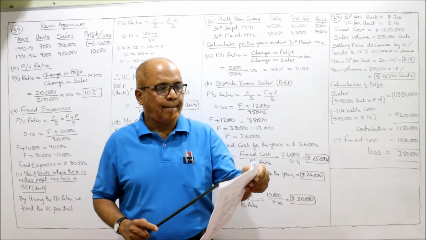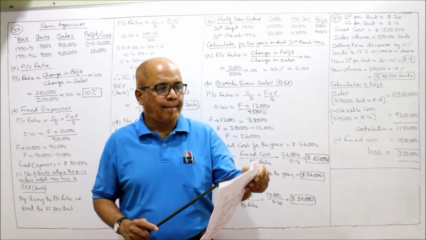See here, half year ended 30th September 1991 is the first half year, and half year ended 31st March 1992 is the second half year. During the first half year, the sales are 45,000, total cost is 40,000. Sales minus total cost will give the profit. Profit is 5,000, 45 minus 40. Second half year, the sales are 50,000, total cost is 43,000. So 50 minus 43, 7,000 rupees is the profit for the second half year.